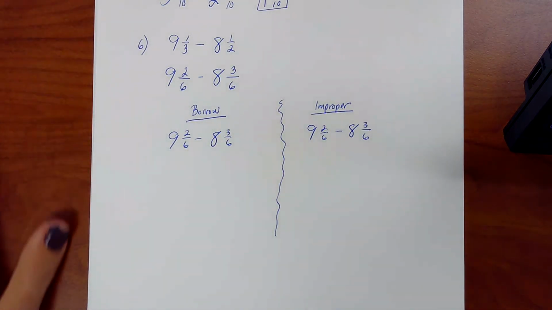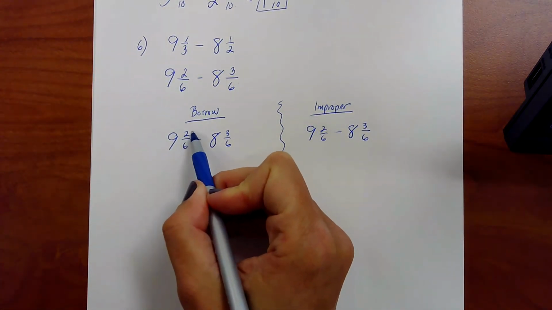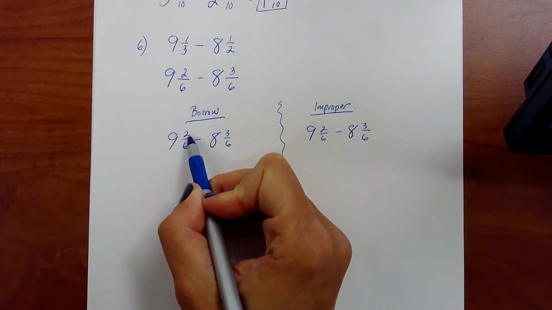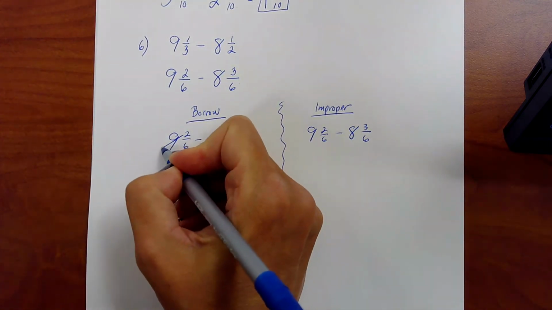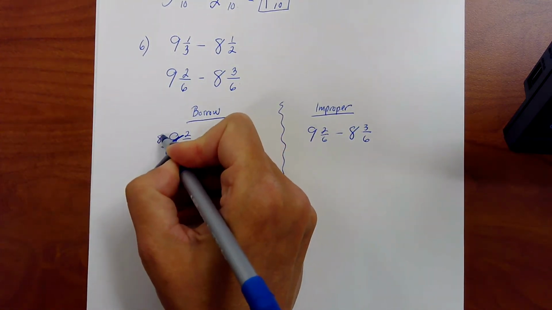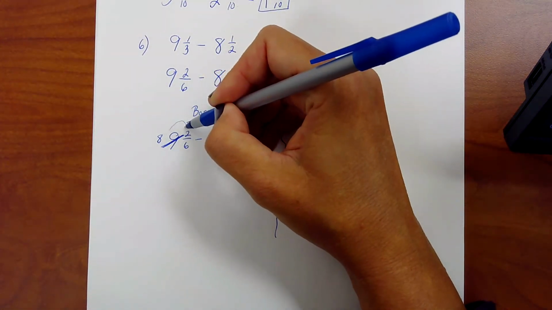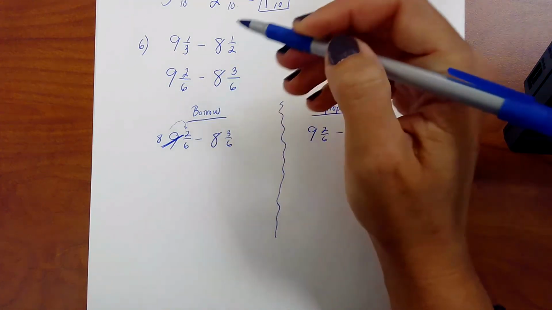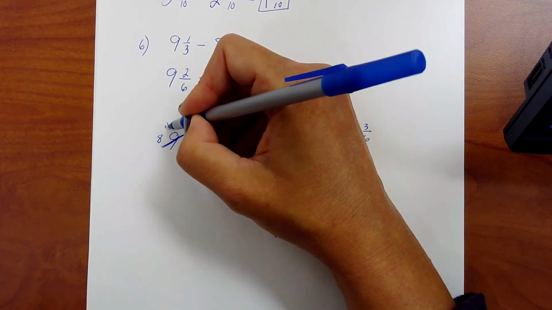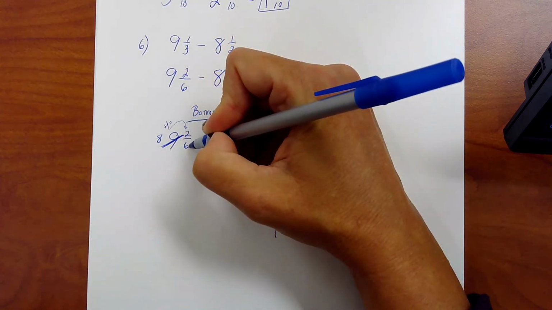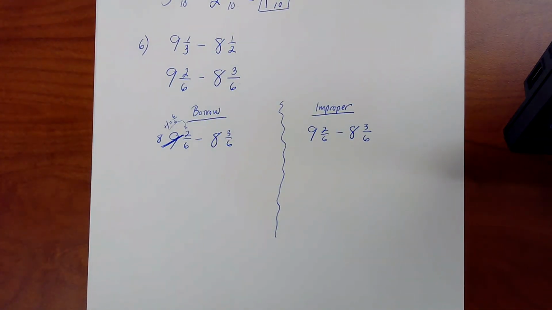Okay, we'll do the borrowing one first. So what needs to happen is you need to get some more stuff right here on the numerator so that you can take 3 away from it. So what you do is you borrow 1 whole from the whole number. So this is going to get knocked down to an 8. Now you're going to put that 1 whole over to the fraction part, but you're going to be clever about it. So you're going to add 1 over 1 whole, but in this case, because our denominator is 6, we're going to add 6 sixths over there.